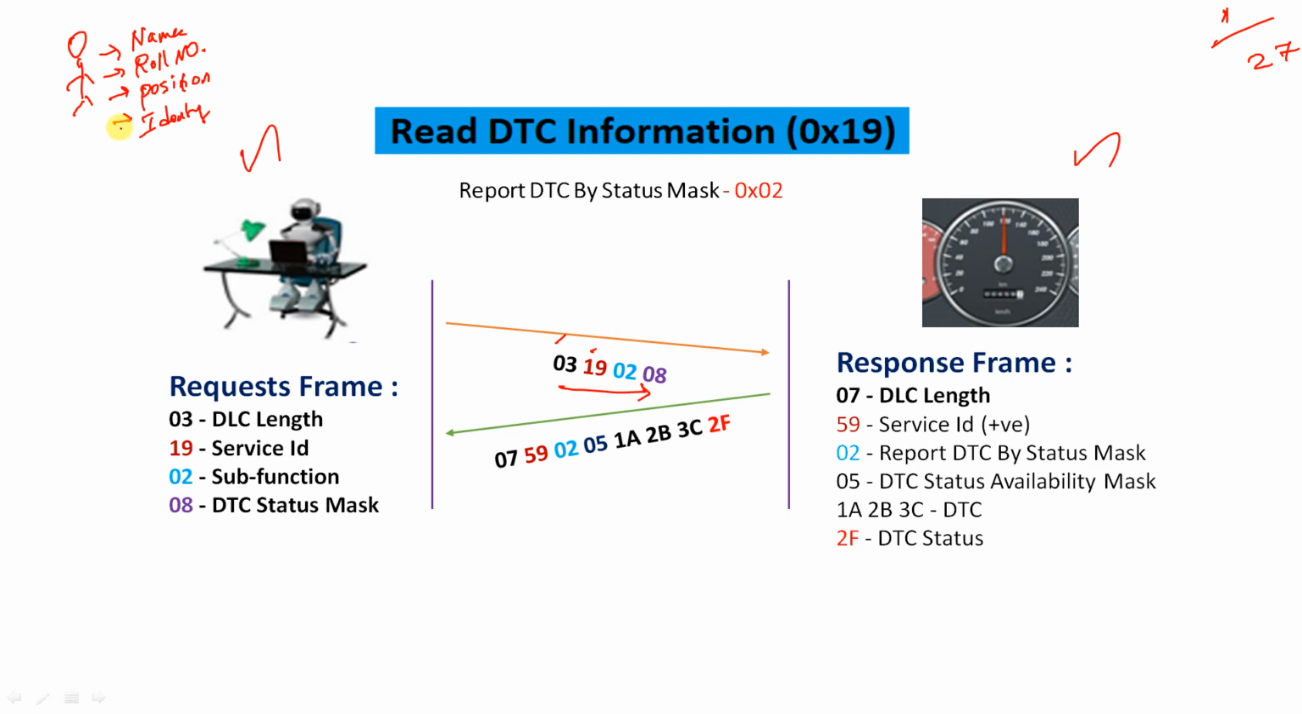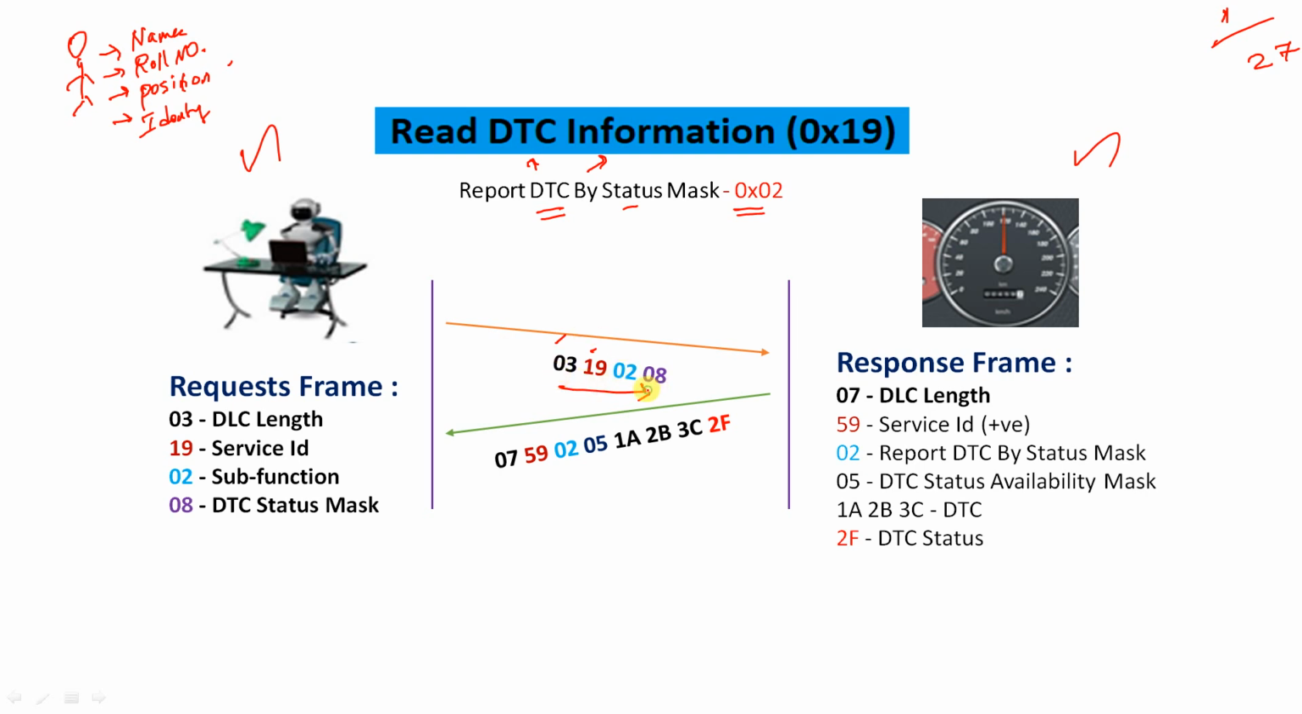So we have so many identifications to call him. Similarly for DTCs, not only DTCs but also DTC related information, either the DTC or the DTC related information can be retrieved by these kinds of identifications. The first one is the status mask. Just as we have the roll number, we have the status mask. So this subfunction is used to report the DTC by status mask, and for this the subfunction number is 02. So 03 is clear, 19 is clear, and 02 is also clear. By using 02 we are calling.